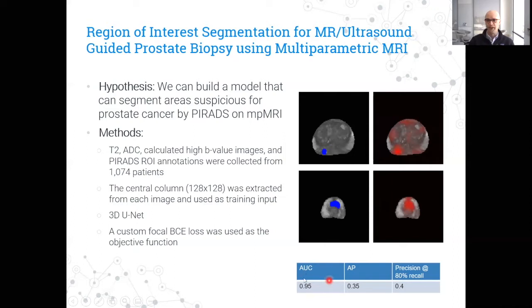You can see our results. We had an AUC of 0.95, which is misleading given the imbalance in the data. That's reflected in our average precision and our precision at 80% recall scores. Nonetheless, I've shown two examples here in the left column where the blue region is the ground truth and the red is what we predicted. And you can see that the salient region of our predictions does correspond with the ground truth. So we're now in the process of trying to refine this model to eliminate a lot of these false positives.